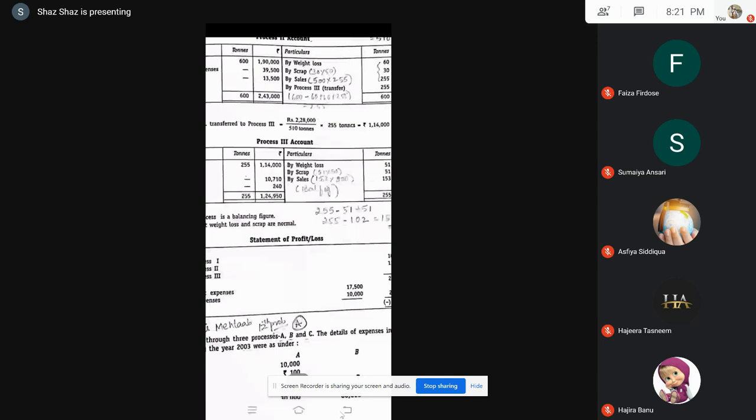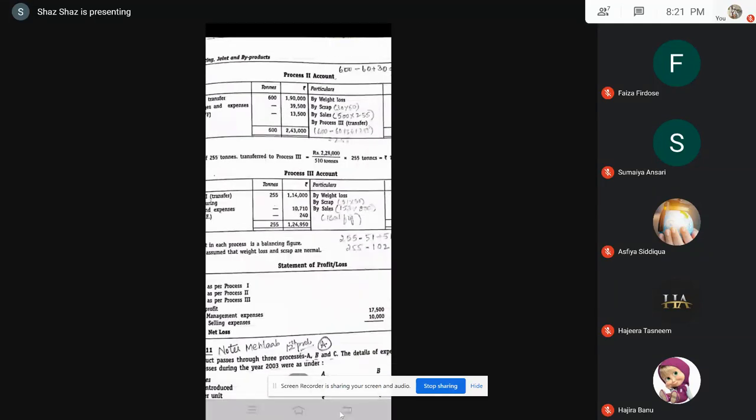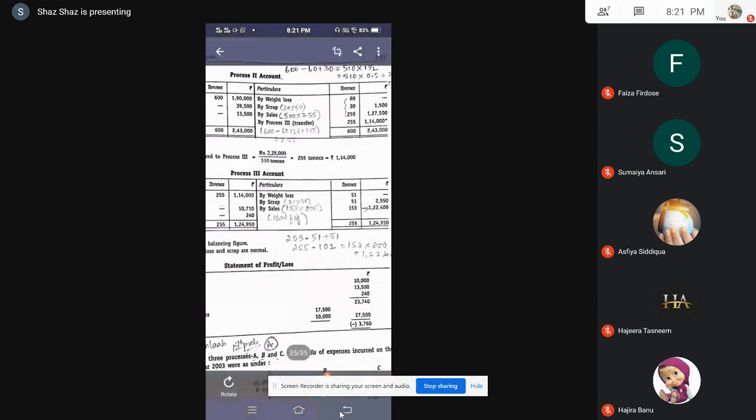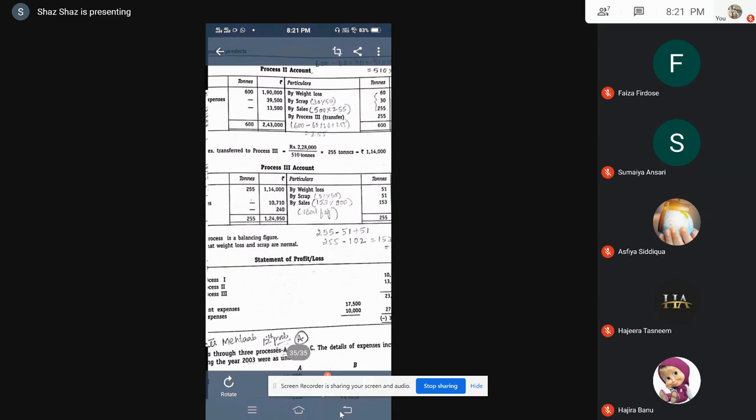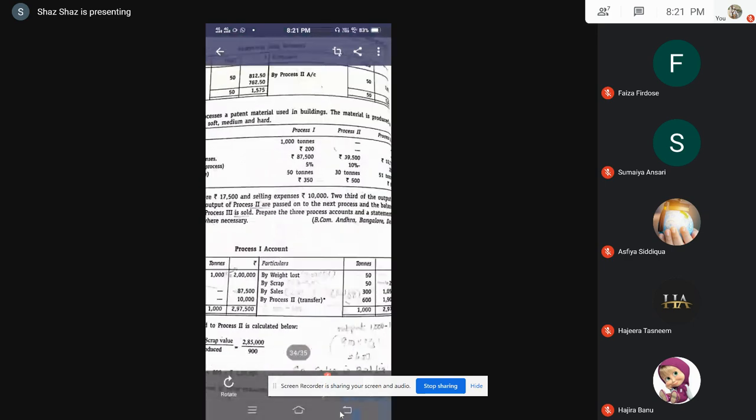Now go to the weight loss. Now weight loss mein kya diya hai? We have to take the input of process at what percent? At 10%. But tomorrow input new input ya phir tons kitna hai? 600. 600 into 10% is 60. Further it is not sold, so this will be nil. Understood? Next, take scrap. What is the scrap value for you? Ab scrap kitna diya hai? Scrap is 30 tons. 30 into 50.